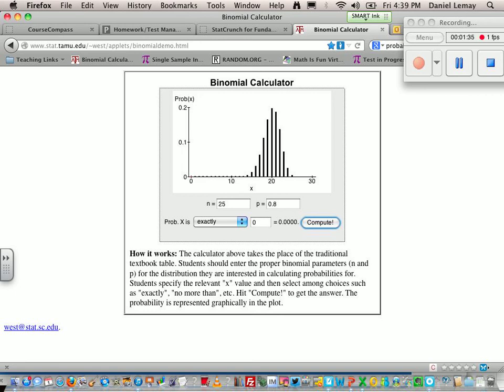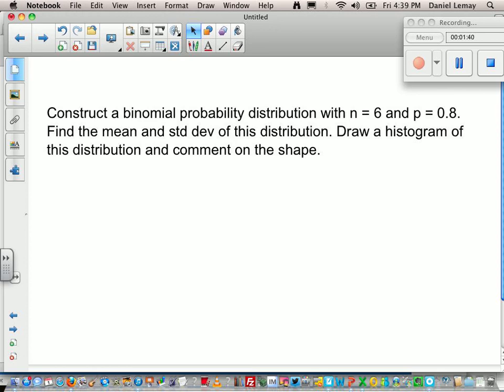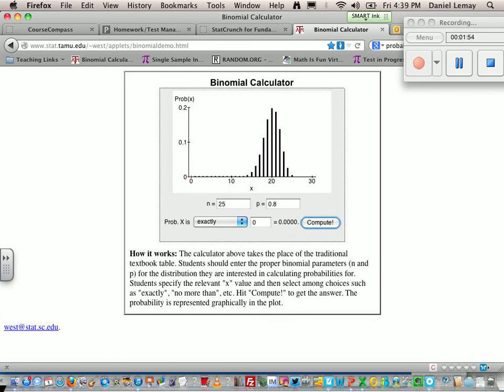So for this problem, what do we have? We have n equals 6, so there are 6 trials, and the probability of getting a success on each one is 0.8, and that doesn't change. So if I go back to my web page, n is 6, and the probability of success is 0.8. Then it offers exactly, cumulative, and at least options. I'm not going to have you do that this time. We're just going to calculate each individual element.